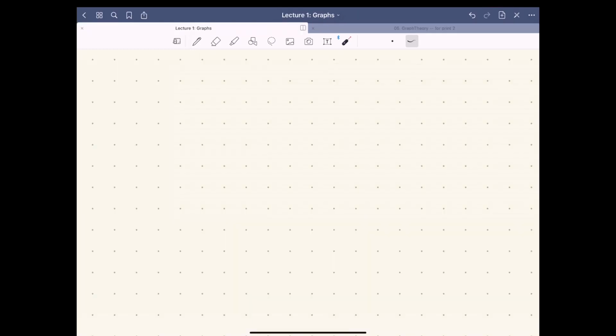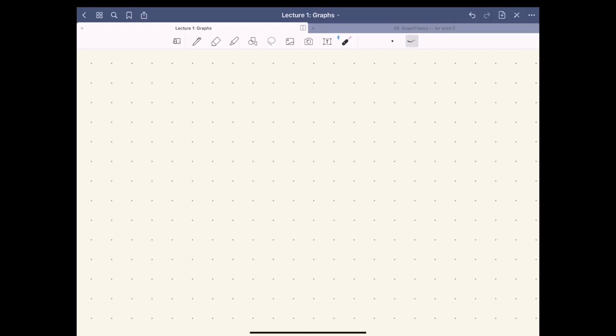We are going to draw a graph now that consists of six vertices. This is the first vertex, this is the second vertex, this is the third vertex, and here we will have the fourth and fifth and sixth. And we will give them labels. So this is V1, this is V2, this is V3, this is V4, this is V5, and this is V6. And now we will connect them with the edges.